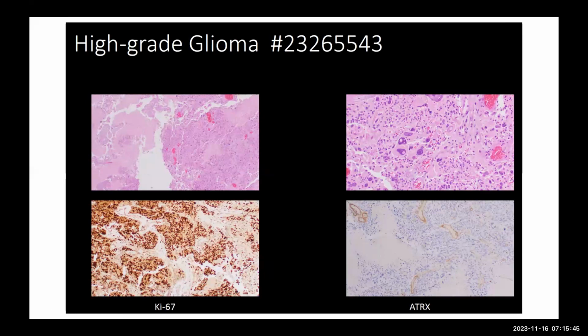On the left top, you can see the left half of the slide is all necrotic. The right half is blown up on the right top picture, which shows a glial tumor with giant cell features, huge nuclei over here on the right top. And the Ki-67 was very high. I couldn't believe what I saw. And so it was a kind of a puzzling lesion.